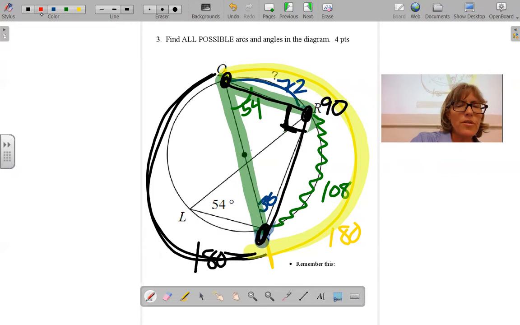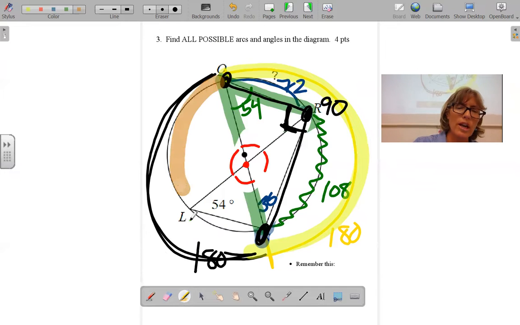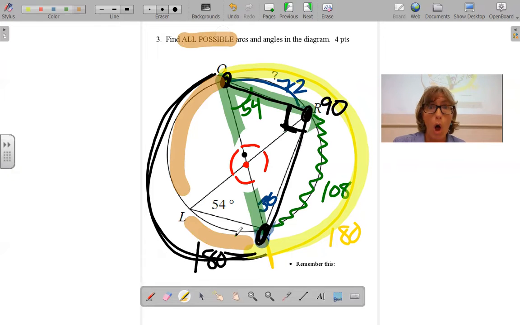Super important. This here in the middle is not 72. Not. And the reason why it's not is this point right here is not the center of the circle. So you can't pull down the 72. So these four angles, as well as this arc and this arc, you actually can't find. So keep in mind, when I say all possible, doesn't mean all is possible.